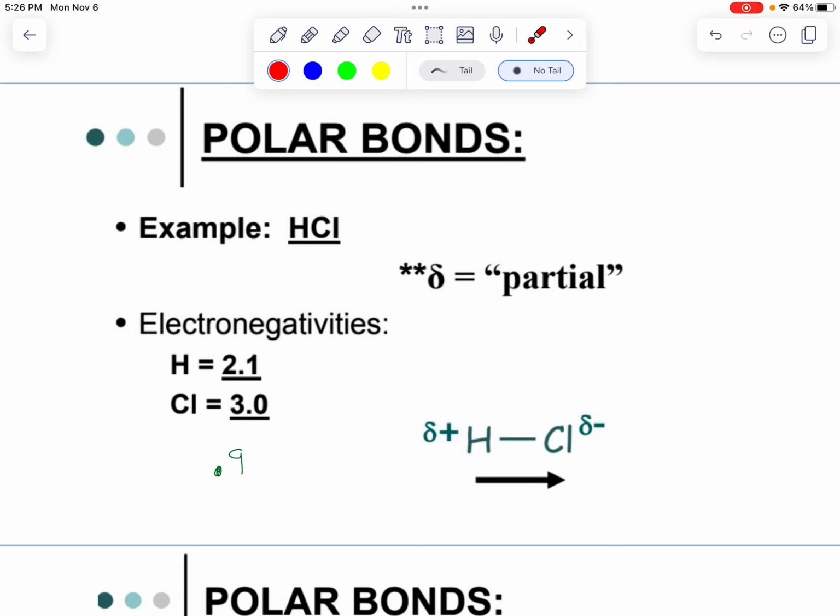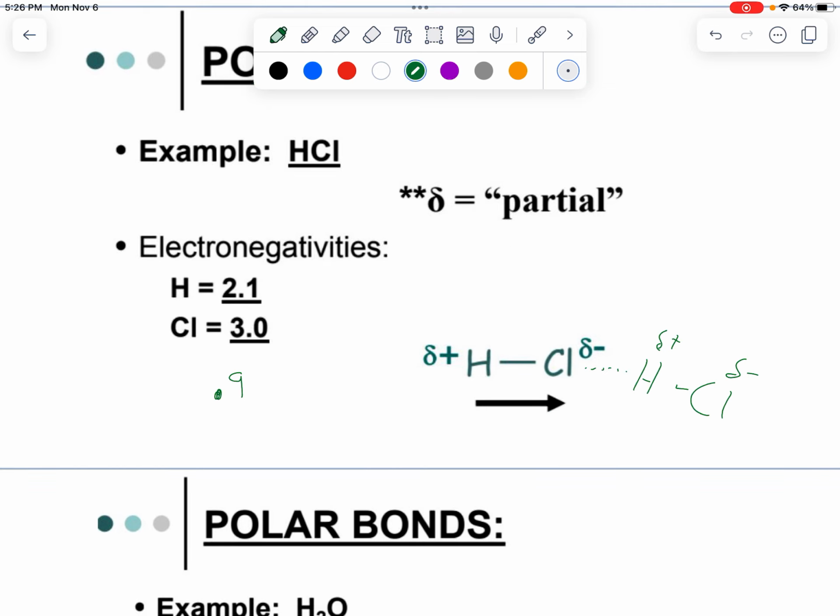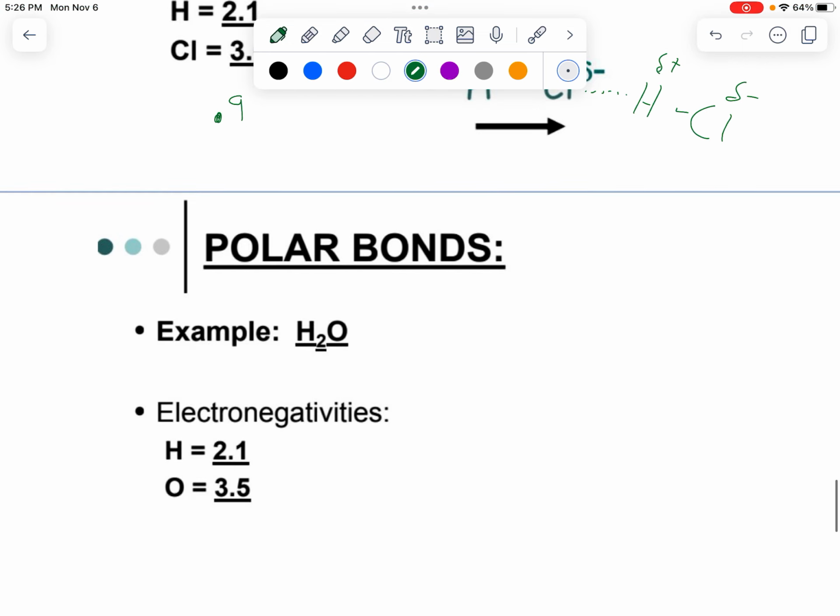So if we had another HCl, that would also be partially positive, partially negative, and so you'd have this little bit of attraction there, right? And so they're attracted to each other, so this would most likely be a liquid, or maybe a very low melting point solid.